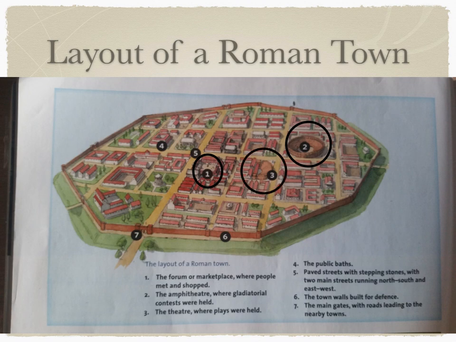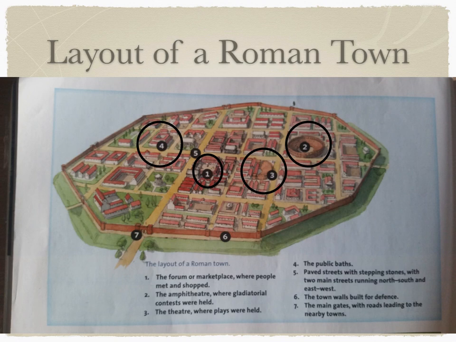Another important entertainment feature would be the theatre. So this would be where plays would take place in the town. Also, as we discussed before, the public baths would be a massively important part of Roman life. They would go there every day. Remember, they had no running water, so if they wanted to wash or they wanted to talk with other people, they would go to the public baths.